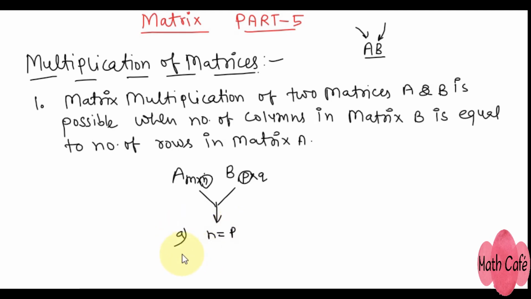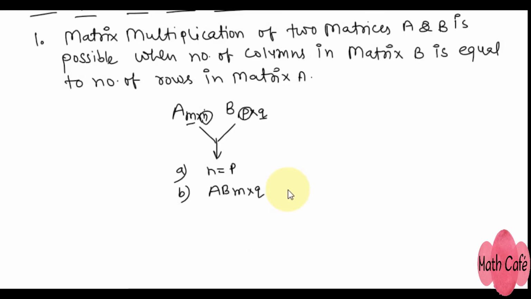And second, if we are multiplying A by B, then the order of the matrix AB will be M cross Q. So the first point is clear. Let's move to the second point.